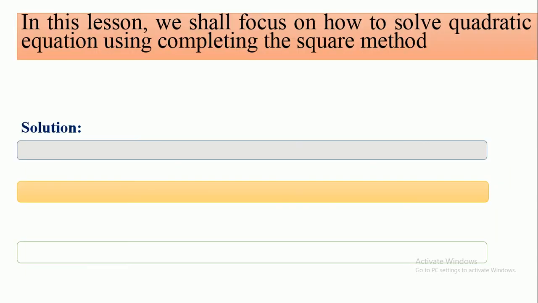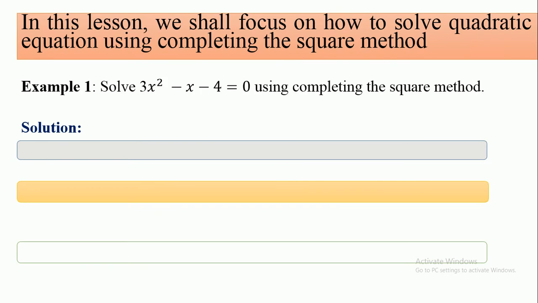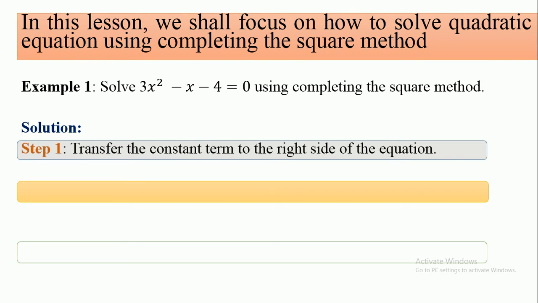So our focus is to use completing the square method like we stated earlier. Example 1. Solve 3x squared minus x minus 4 equals 0 using completing the square method. How do we use completing the square method? We have 5 steps in solving quadratic equation using completing the square method.